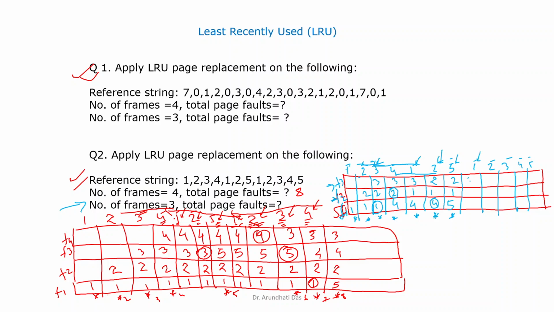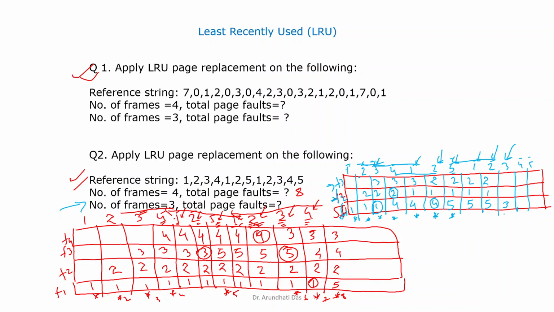Next is 1. It's there in the main memory, so I'll not replace anything. Next is 2. It's there in the main memory. I'll not replace anything. Next is 3. So I have to replace what? 5, which is least recently used.